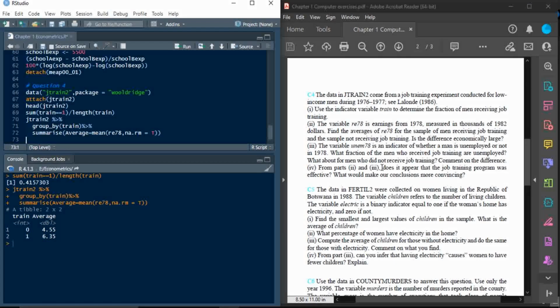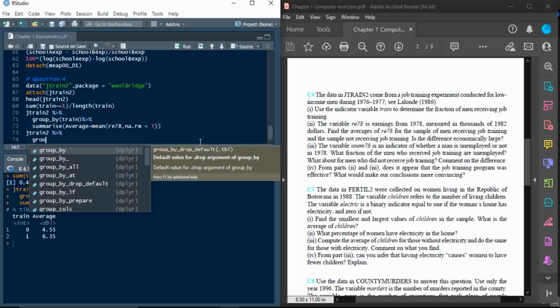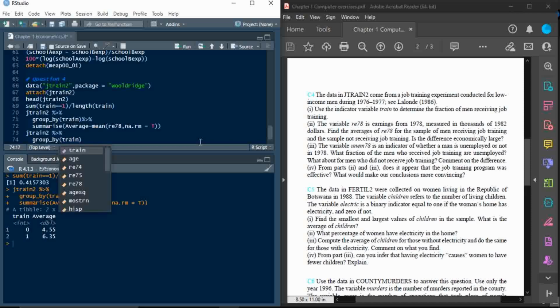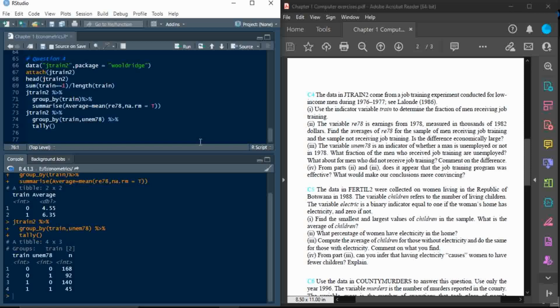Now look at the next part of this question. The variable un78 is an indicator of whether a man is unemployed or not in 1978. What fraction of the men who received job training are unemployed, and what about men who did not receive job training? Now type the dataset name, again use the pipe operator, and type group by. We have to group by two indicator variables: the first is train and the other one is unemployed 78. Now again use the pipe operator and type the command tally. Now we have a frequency table on the basis of these two categorical variables. The zero value in train represents those who did not receive training, and the zero value in unemployed 78 indicates that the person is not unemployed, and the one value indicates that the person is unemployed in 1978.